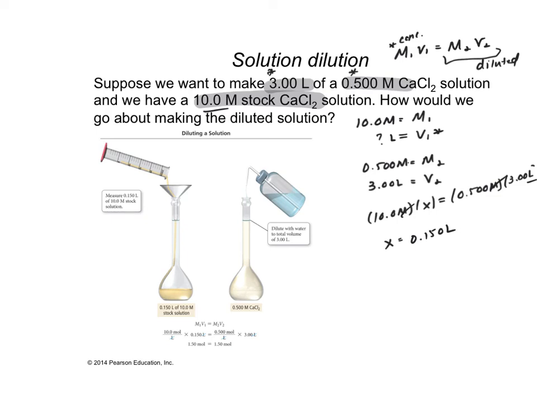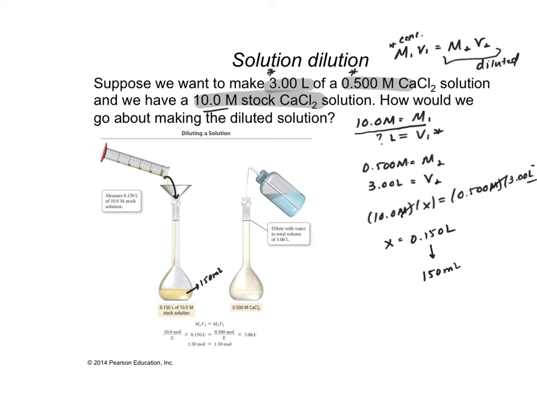Again, 0.15 liters, if we convert it to milliliters, is 150 milliliters. And so what we would do is we would go to this stock solution. We would measure out 150 milliliters of that stock solution. And again, we would put it into our volumetric flask, just like we did with the solid NaCl, okay? Now, this is 150 mils of that concentrated stock solution.